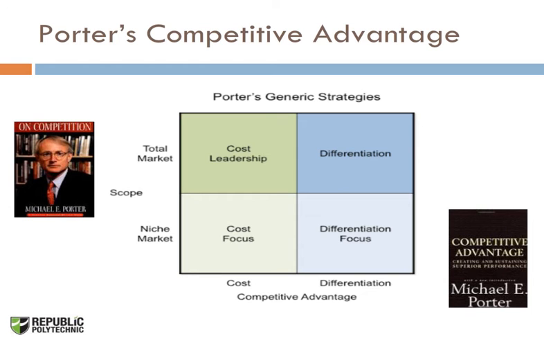The two areas we will cover are competitive advantage and the value chain model. We will visit the value chain model in the later sections. First, let's begin by talking about Porter's competitive advantage and strategies here. Porter's generic strategy is divided into two parts. One that looks at the total market and one that looks at the niche market.